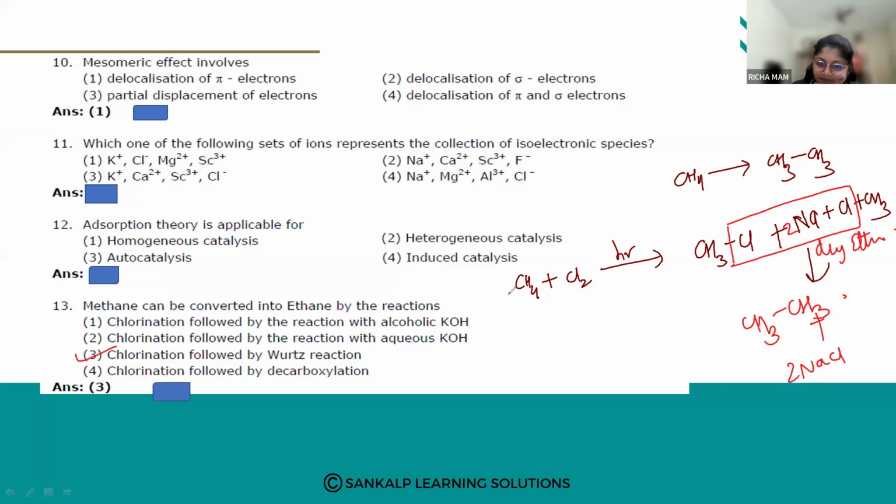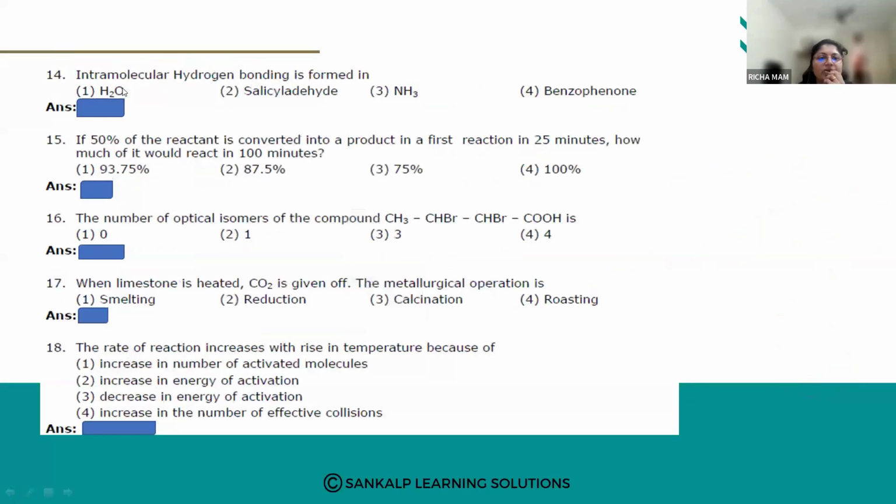So first is chlorination. Methane, I have reacted with chlorine gas in the presence of light to give you CH3Cl. Now this CH3Cl plus 2Na plus again one molecule of CH3Cl, what are you going to get? I am going to get NaCl, that is your byproduct, plus CH3-CH3, ethane. So option number three is the correct answer. Let us go for the next one.